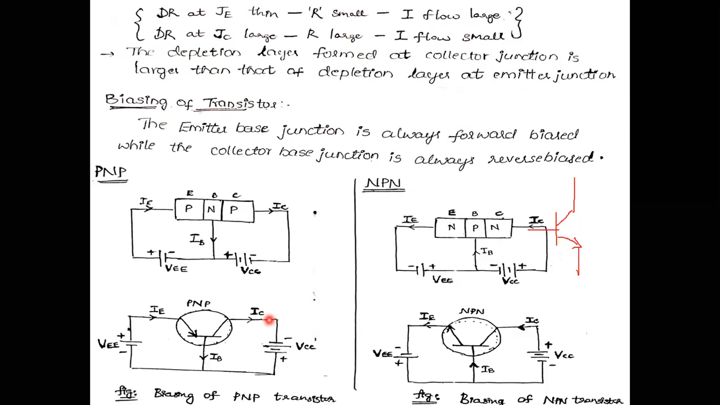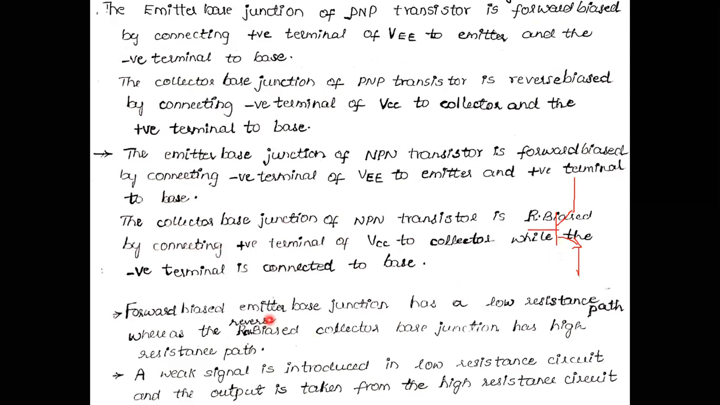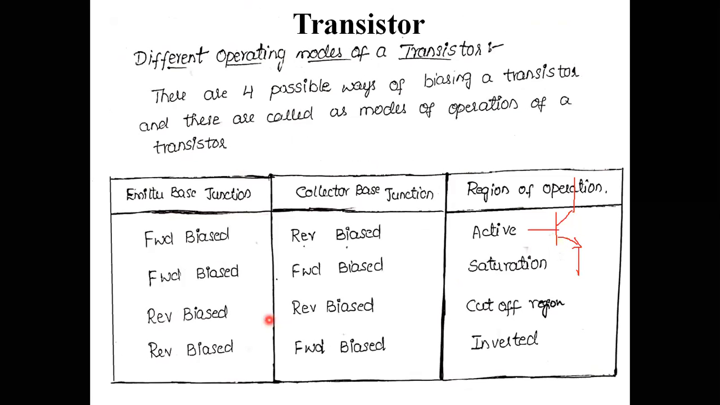But we are going to consider both the charge carrier currents here. Therefore, we are treating this transistor as a bipolar transistor. Okay. And these are the different operating modes of transistor.